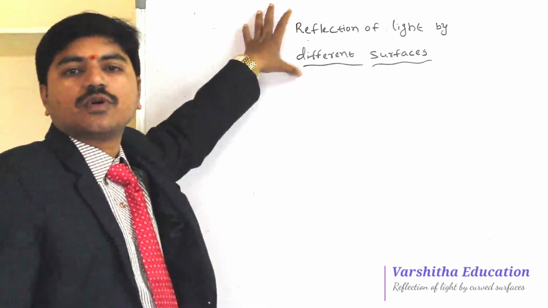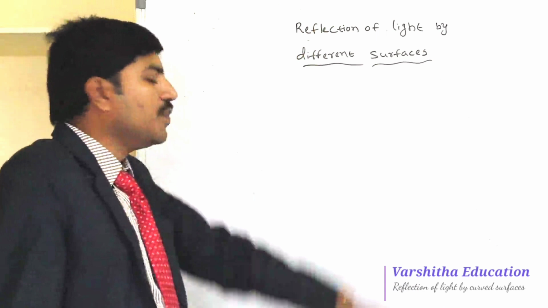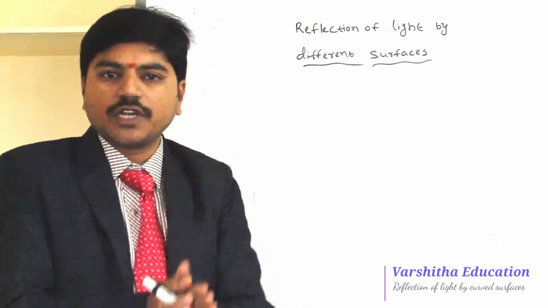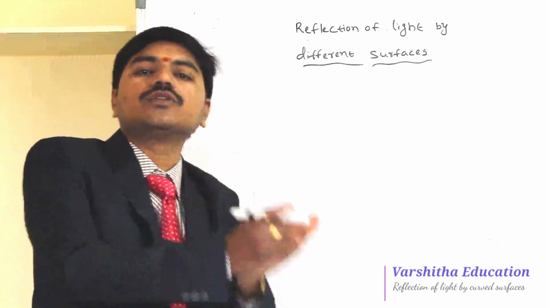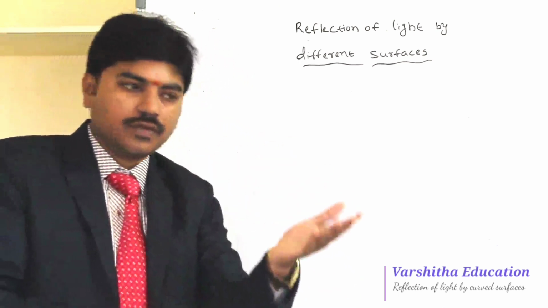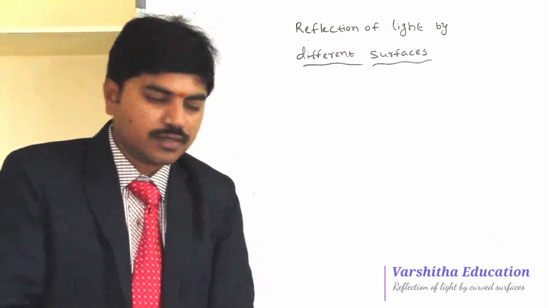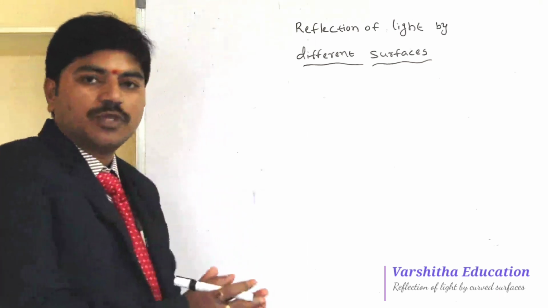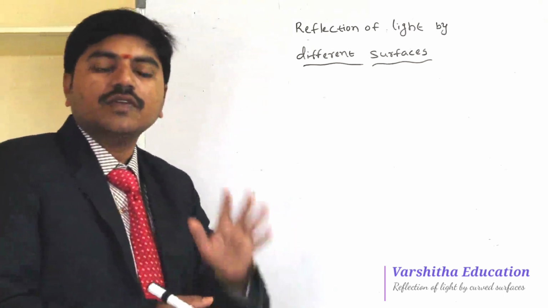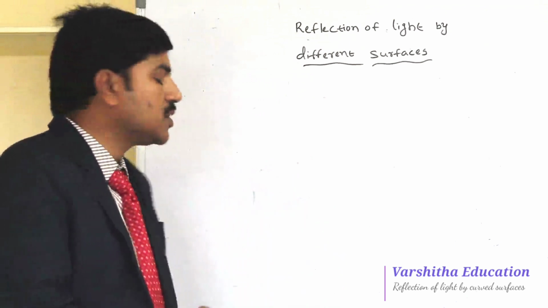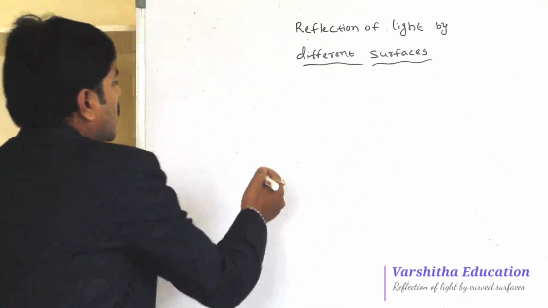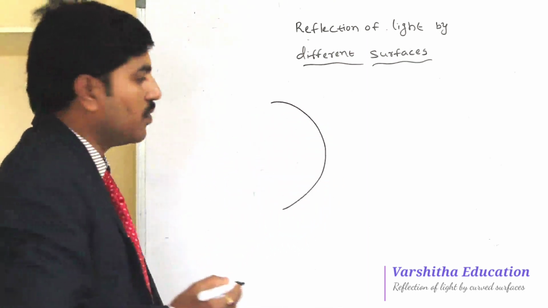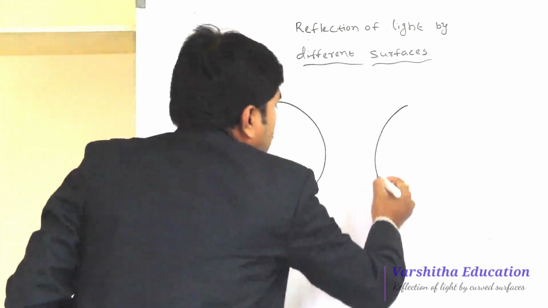In lower classes we already discussed that if any ray of light falls on a plane surface, then definitely the angle of incidence is equal to the angle of reflection, and we also discussed the incident light and the reflected light. Now we have different types of surfaces. Mainly we discussed curved surfaces. There are two types of curved surfaces: one is concave and another one is convex.